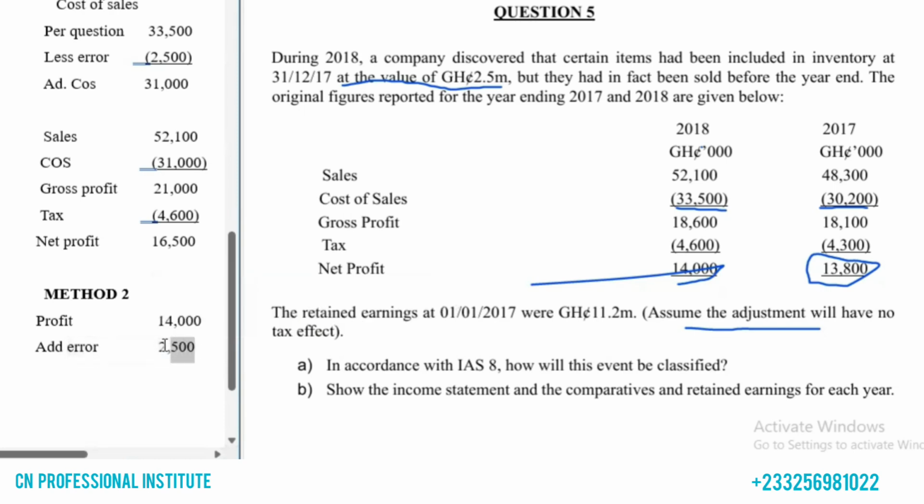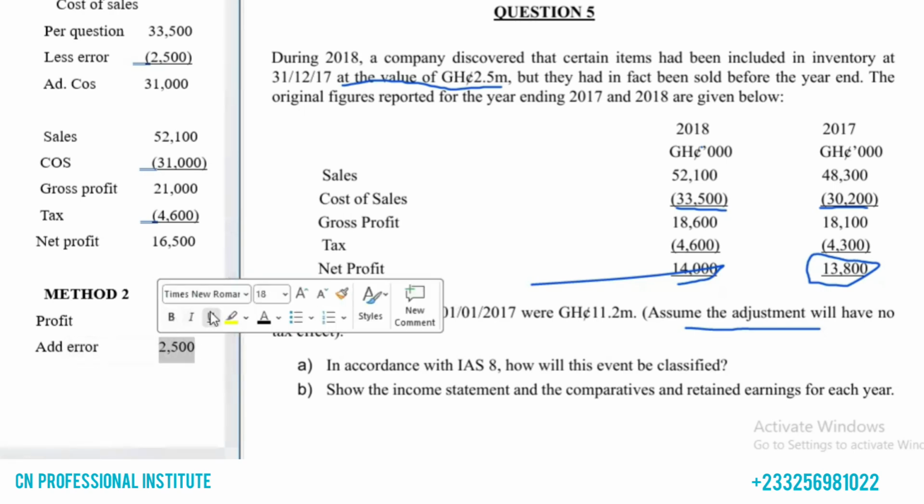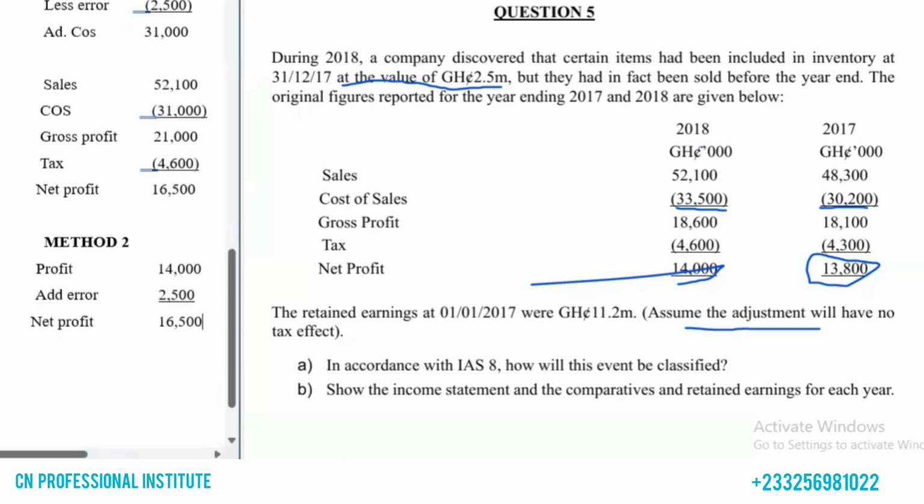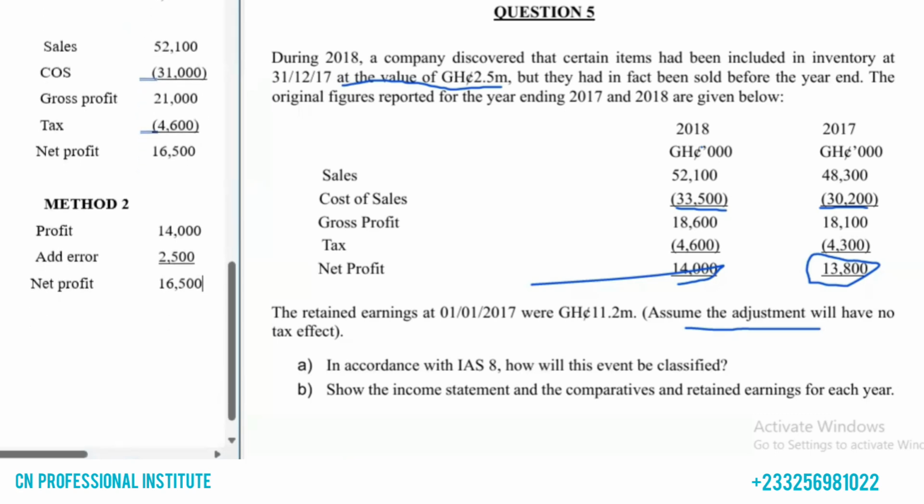And when we do this, this will give us the same answer, 16,500. So it depends on how you do it, whether you want to adjust the cost of sales first before you use the figures, or you want to pick the profit and adjust the profit. Either way, you get the same thing. Then let's do the retained earnings comparative, and then we come and answer the A.